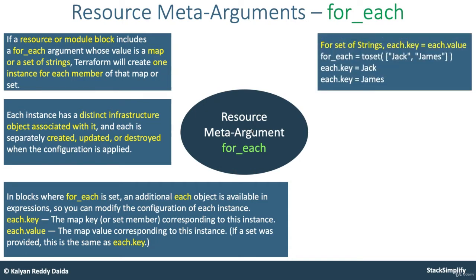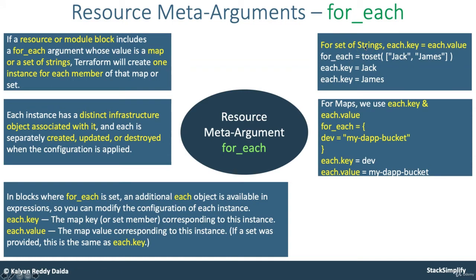So for a set of strings, each.key is equal to each.value. You define a set of strings using the for_each argument inside a resource or a module block like this: for_each is equal to toset and then the set of strings. In this, if you say each.key, Jack will come, or James will come, one after the other in the loop. But here there will be no concept of each.value. Both are the same: each.key is equal to each.value when you are using a set of strings.